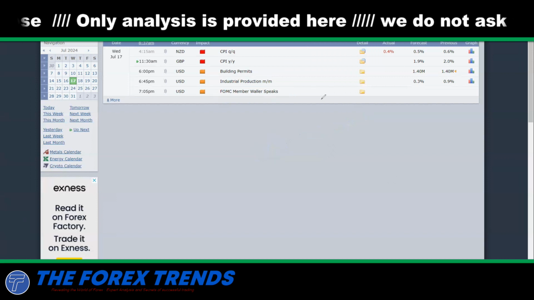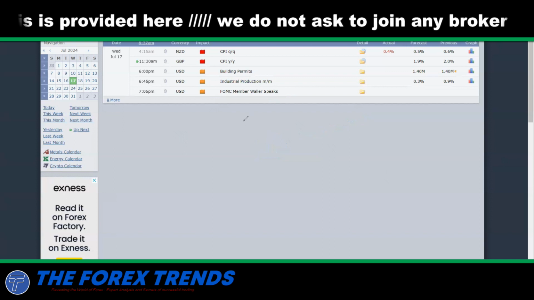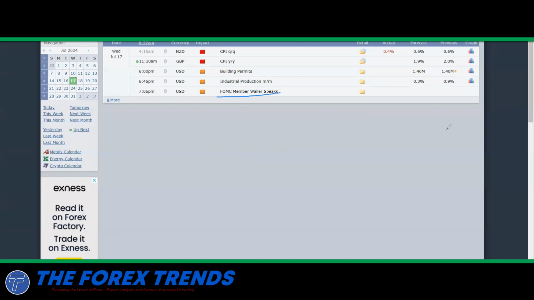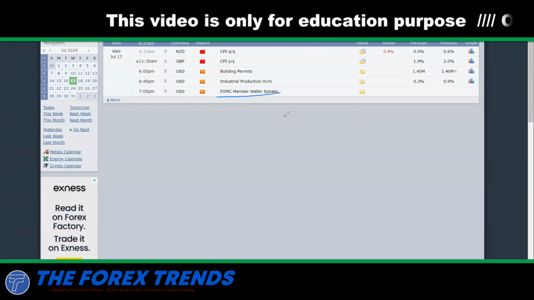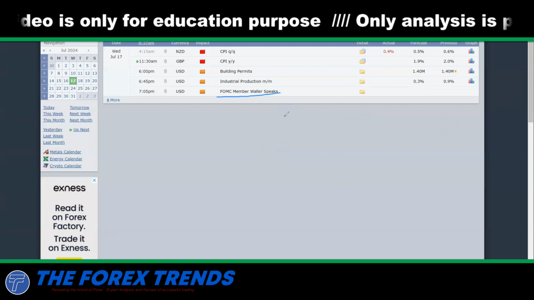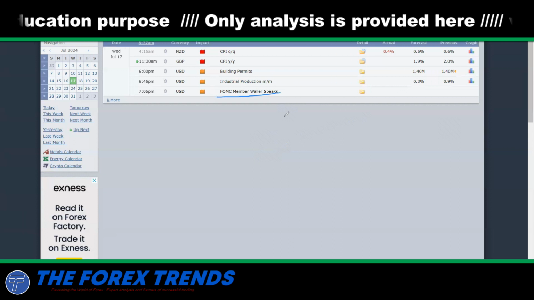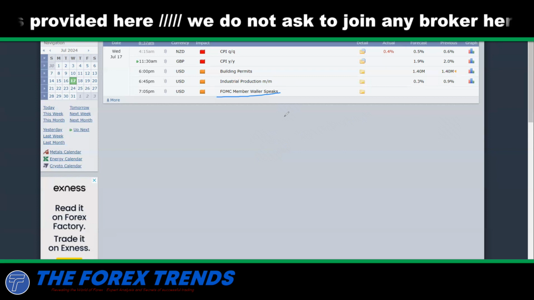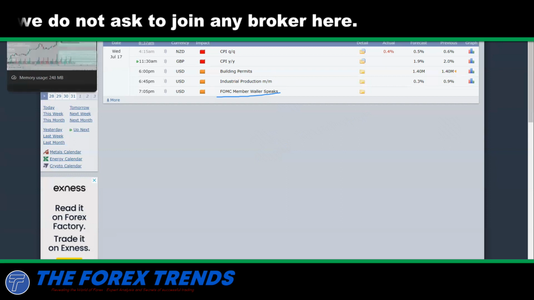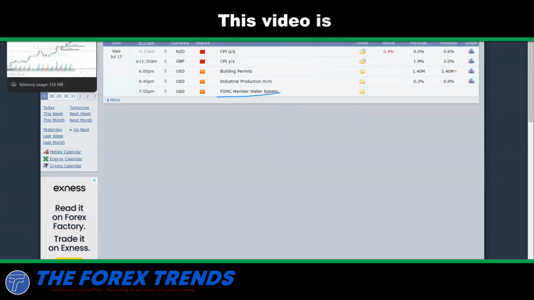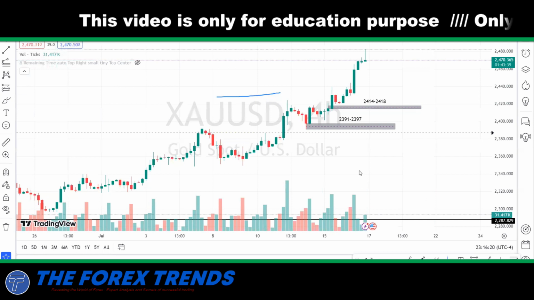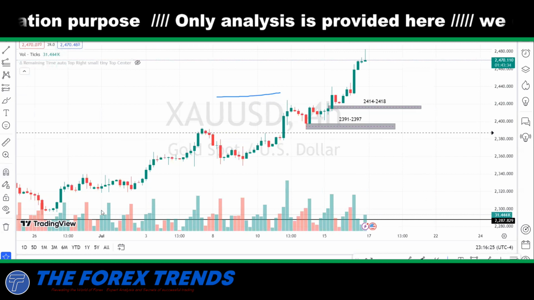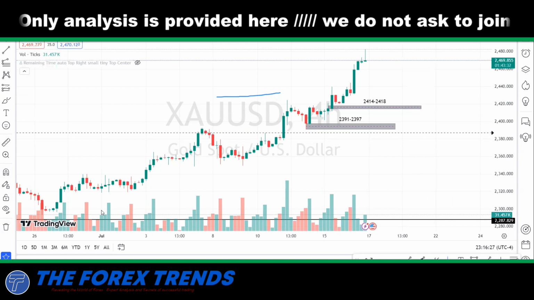So that's all in fundamentals, and we'll see in the evening what will happen after the release of this speech. If Waller gives us any indication to cut rates immediately, we may see good volume and good bullishness in gold again. And let's check the chart.